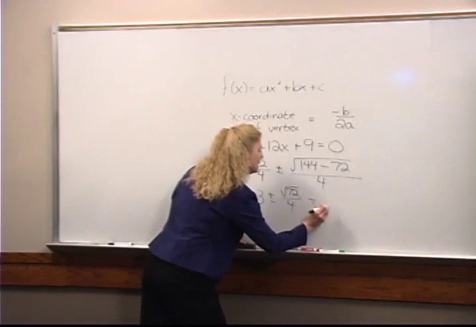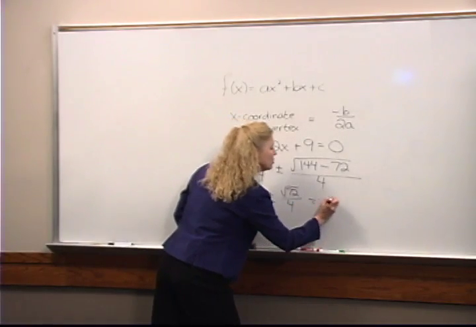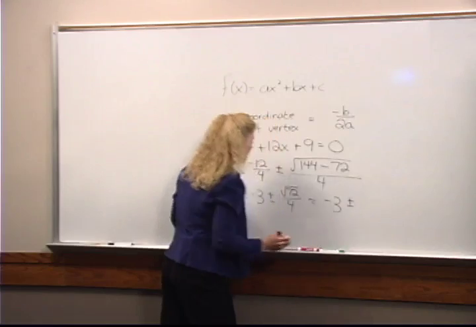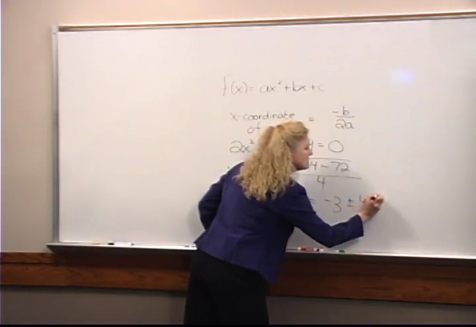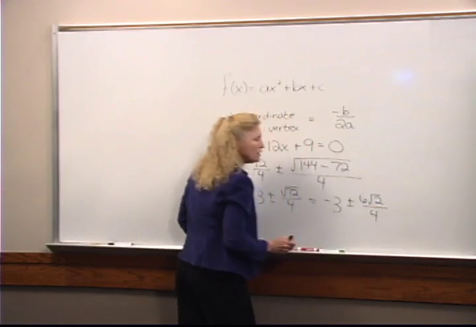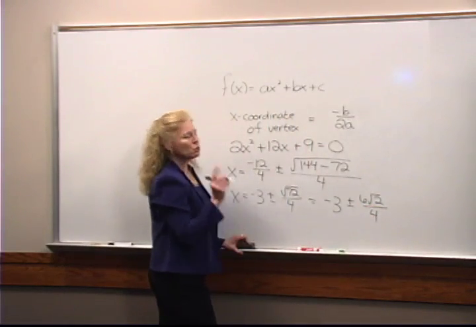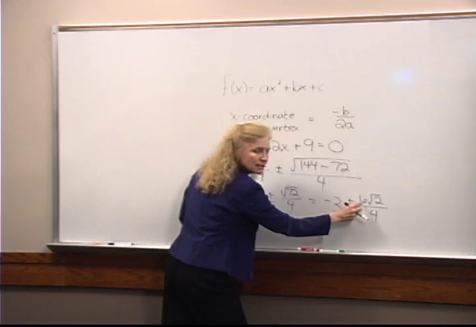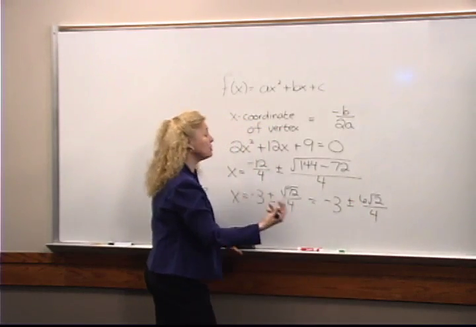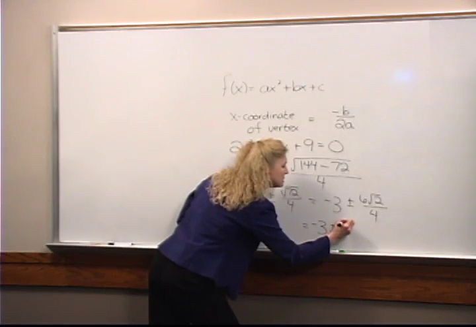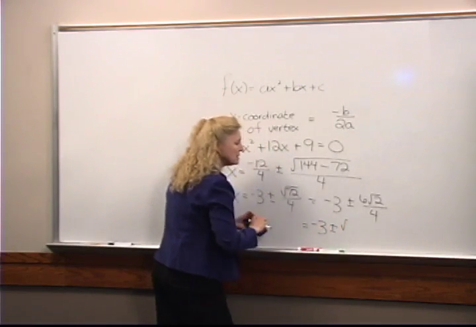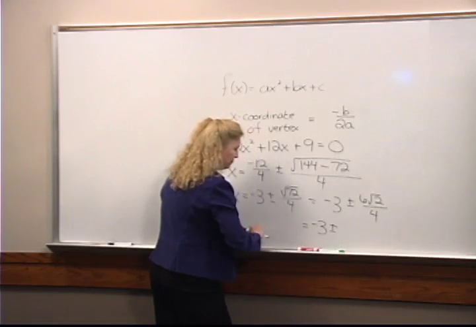And I believe if you simplify that, you're going to get negative 3 plus or minus 6 square root of 2 over 4. And you could cancel the 6 and the 4. They're both outside of the radical. That would be legal. Negative 3 plus or minus 3 square root of 2 over 2.